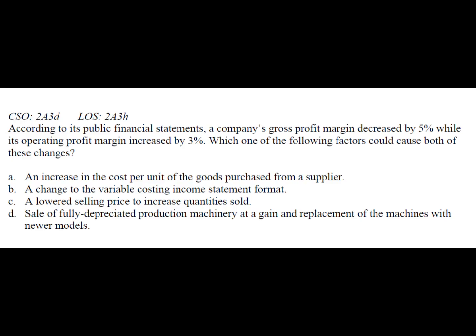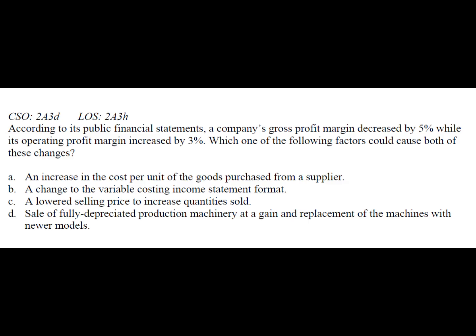C. A lowered selling price to increase quantities sold. Correct. A lower selling price reduces the gross profit margin because gross profit per sales dollar declines. However, if the price reduction generates significantly higher sales volume, fixed operating expenses are spread over more units and operating efficiency may improve, allowing the operating profit margin to increase. This explains how both changes can occur simultaneously.